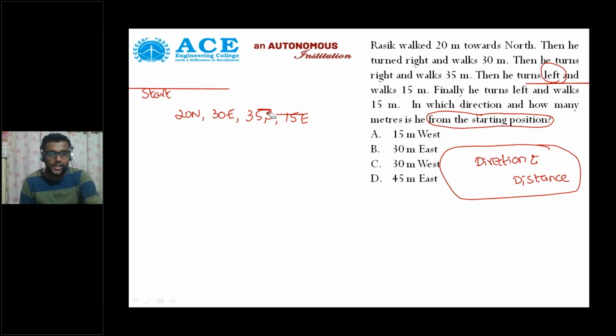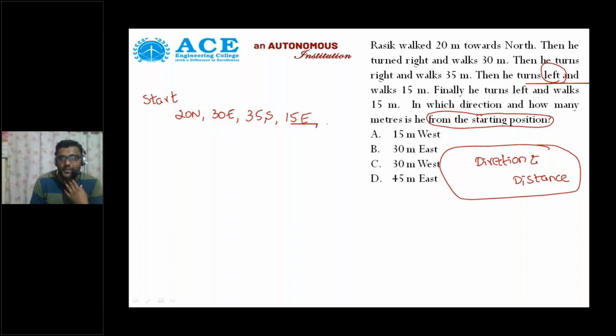So initially you are at north. You just go through the question clearly. You are at north. Then turn right, so east. Again turn right, you are going south. From south you turn left means east. Next also they mention left. Finally he turns left, so it's now north, 15 meters north. Journey is ended. Now friends, focus here.